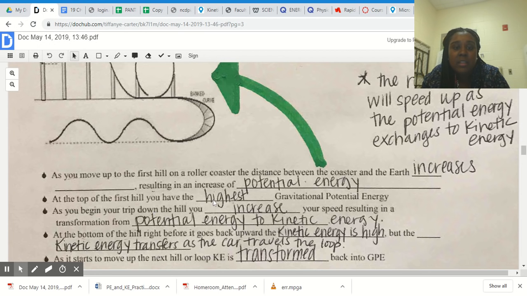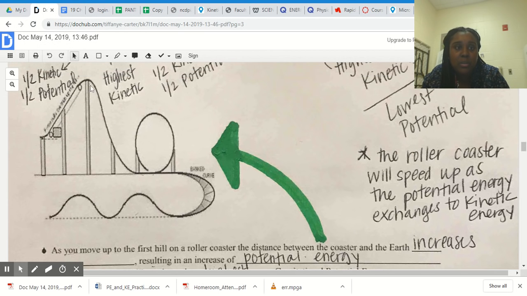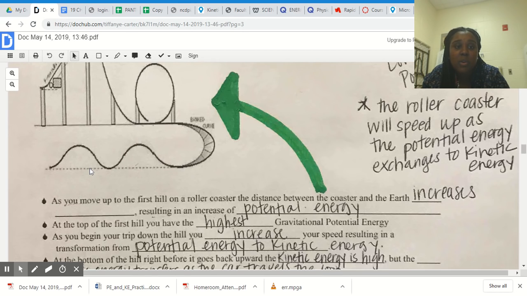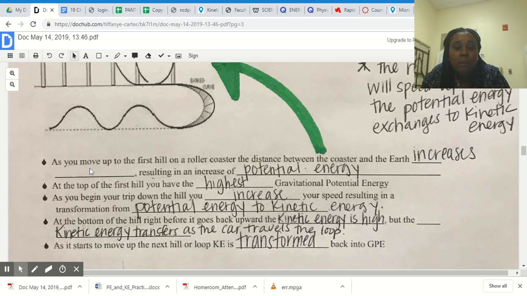Number two, at the top of the first hill, you have the highest gravitational potential energy because of its height. So it's far away from Earth's surface. It's the tallest point in this ride. So I'm storing the most potential energy. Number three, so as you begin your trip down the hill, though, you're going to increase your speed. So you're going to go faster because gravity is pulling you down. And as gravity is pulling you down at 9.8 meters per second squared, what's going to happen is your kinetic energy is going to increase.